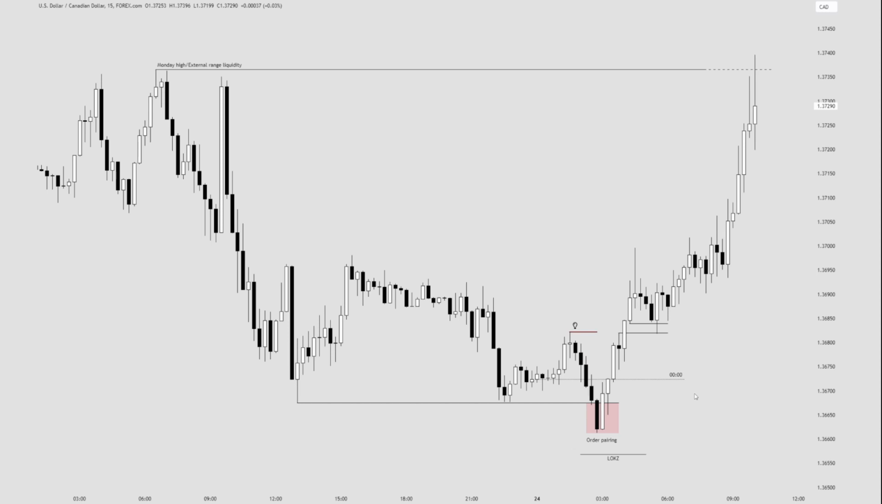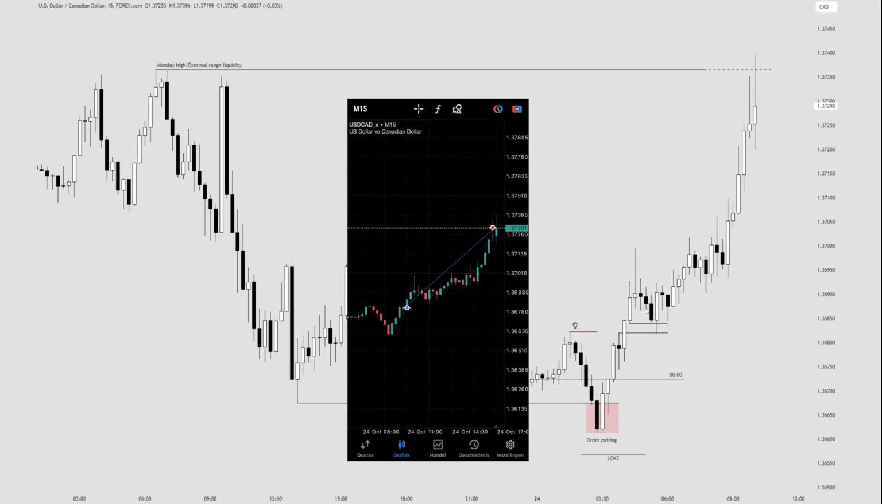As we have stated before, we had a manipulation move towards the downside, taking out Monday low during the London session. We had order pairing over here, and afterwards we displaced towards the upside, breaking structure over here. Afterwards we got a move towards this FVG and the expansion towards the upside.